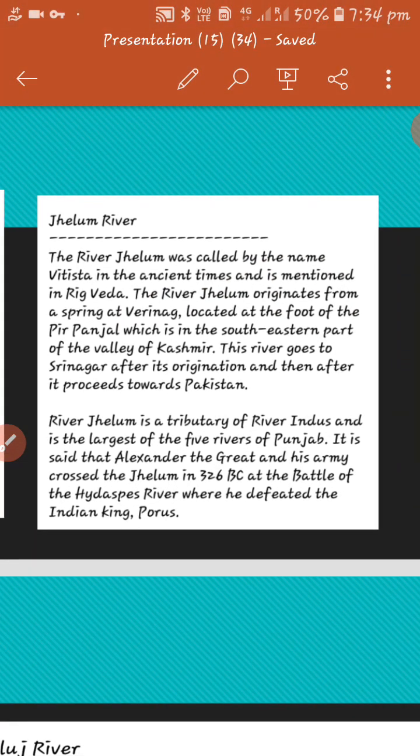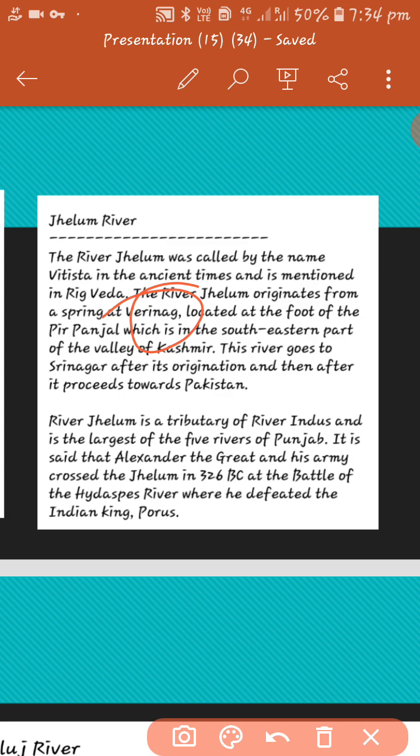Jhelum. The Jhelum was called by the name Vitasta in the ancient times and is mentioned in the Rig Veda. The river Jhelum originates from a spring at Verinag. Remember it, Verinag, located at the foot of the Pir Panjal, which is the southeastern part of the valley of Kashmir. The river goes to Srinagar after its origination and then proceeds toward Pakistan. River Jhelum is a tributary of river Indus and is the largest of the 5 rivers of Punjab.